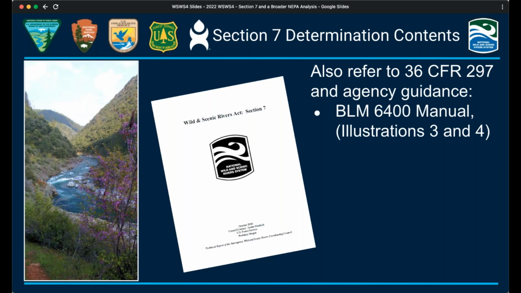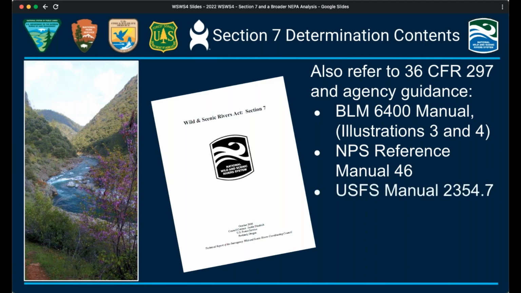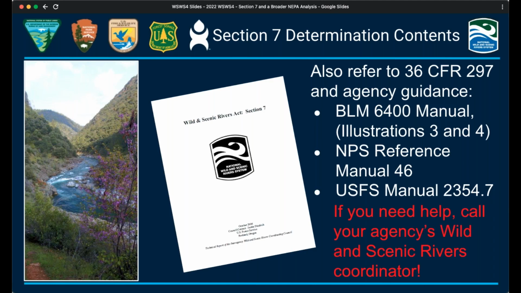Other examples include the BLM 6400 manual, which provides examples of section 7 determinations. National Park Service Reference Manual 46, which includes National Park Service requirements, and Forest Service Manual 2354.7, which describes Forest Service procedures for evaluation of water resources projects. So section 7 determinations can be complex, and you should not hesitate to ask for help from colleagues or from your agency's wild and scenic rivers coordinator.